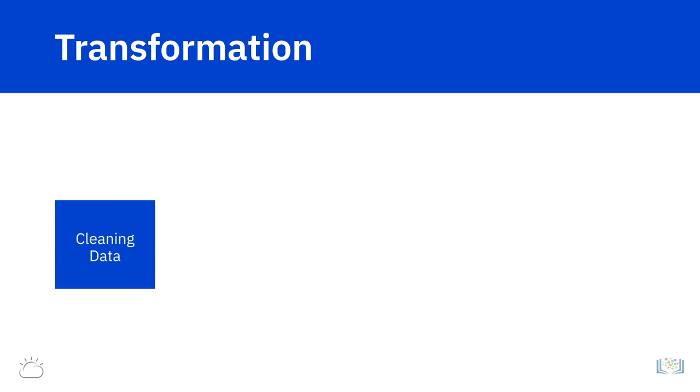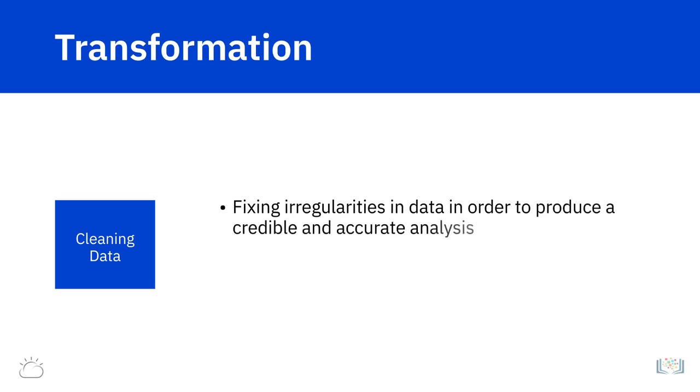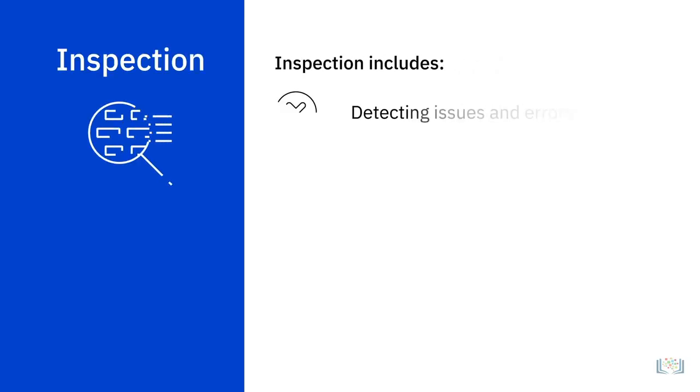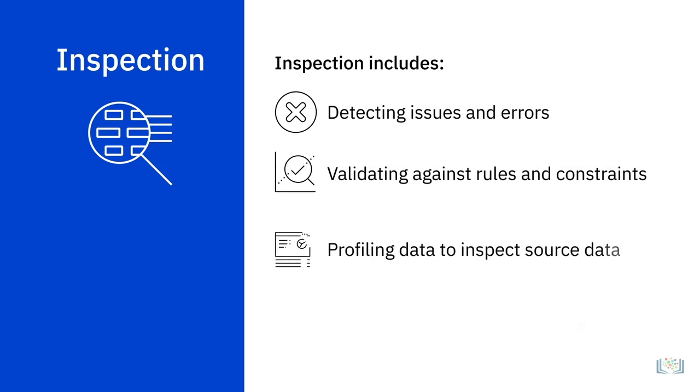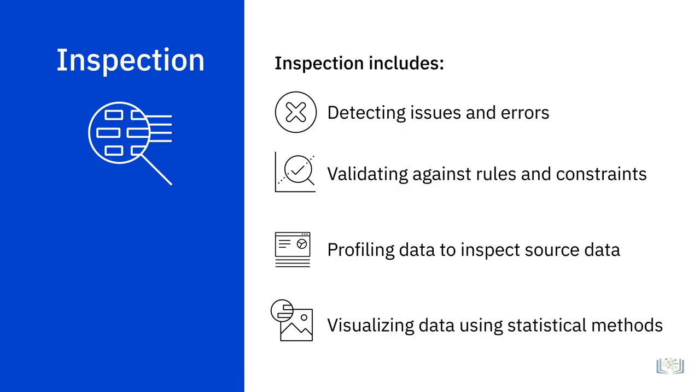Another transformation type is cleaning. Cleaning tasks are actions that fix irregularities in data in order to produce a credible and accurate analysis. The first step in the data cleaning workflow is to detect the different types of issues and errors that your dataset may have. You can use scripts and tools that allow you to define specific rules and constraints and validate your data against these rules and constraints. You can also use data profiling and data visualization tools for inspection.